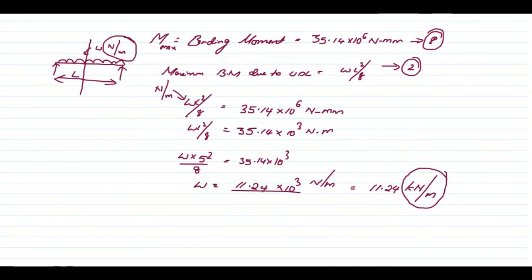So this is the maximum load that you can apply as a UDL on this simply supported beam whose cross section is an I section, unsymmetrical I section. So I hope you people understood this. So let us solve some more problems in the next class.